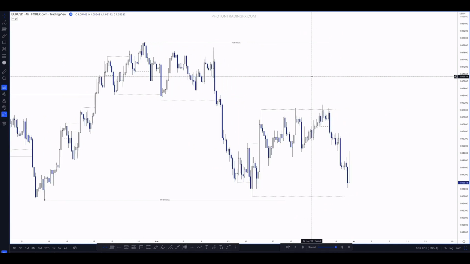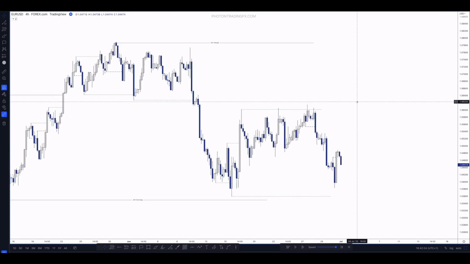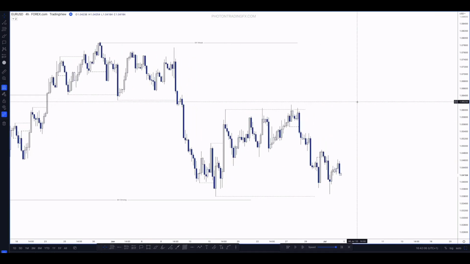So as we come down into this low, we do get a bullish change of character. Okay, so maybe this low is going to hold, right? That's a nice sign that potentially now we could be looking for longs to take out this high, and it ends up failing, okay?